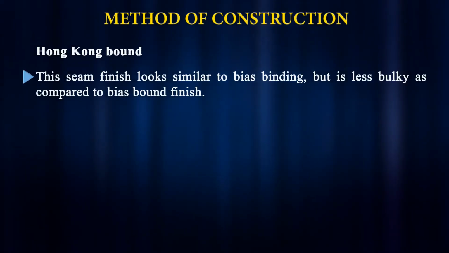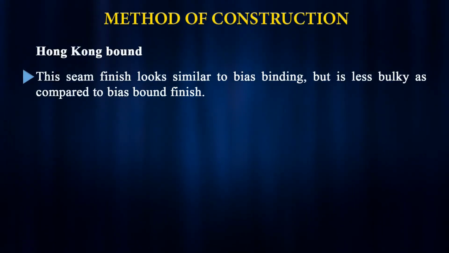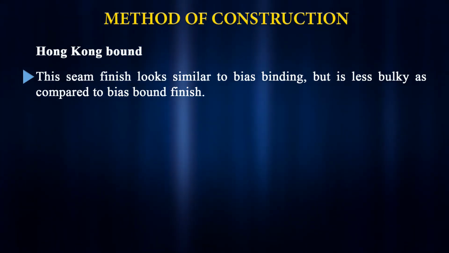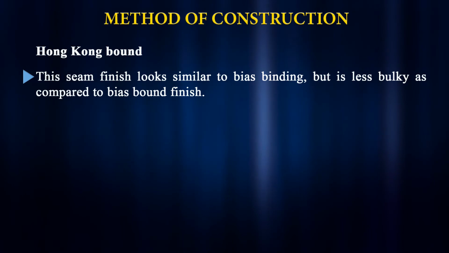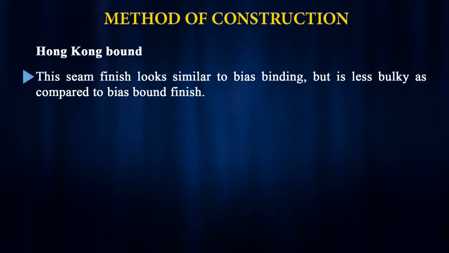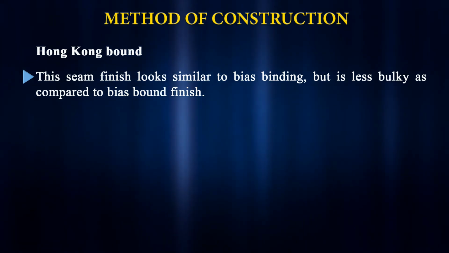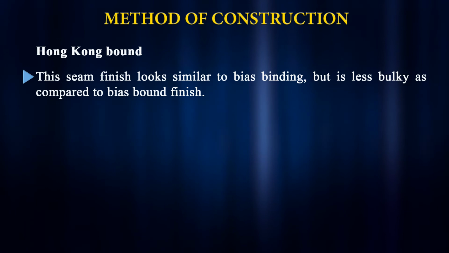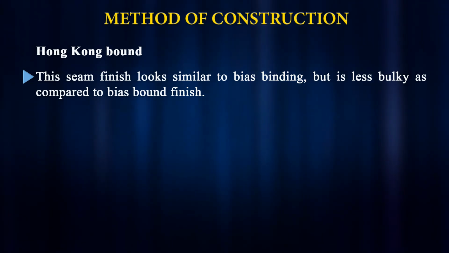Then there is another bias binding method we use. It is called the Hong Kong bound. This seam finish looks similar to the bias binding, but it is less bulky as compared to the bias bound finish. It is very thin, like a pipe-like structure, a very thin binding we get on the garment.